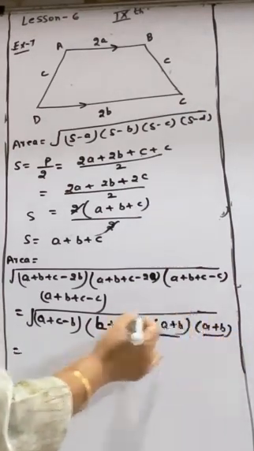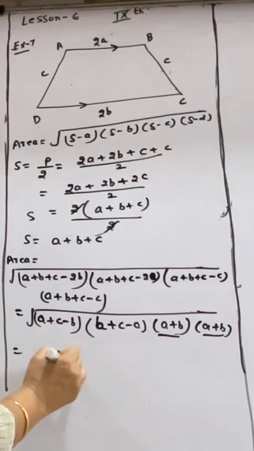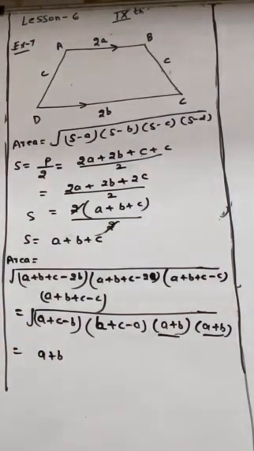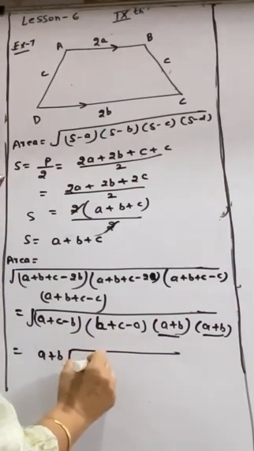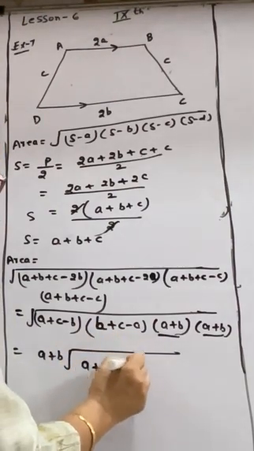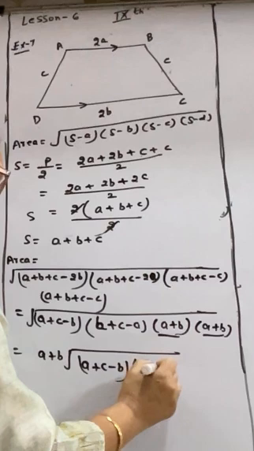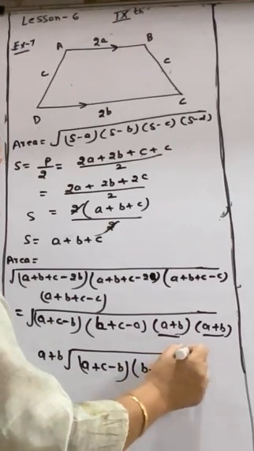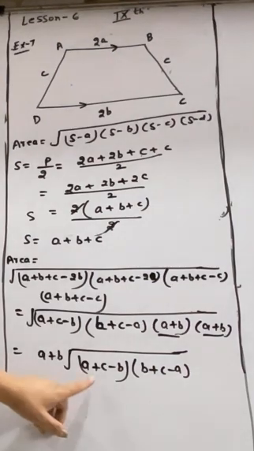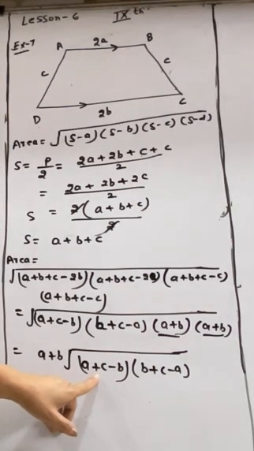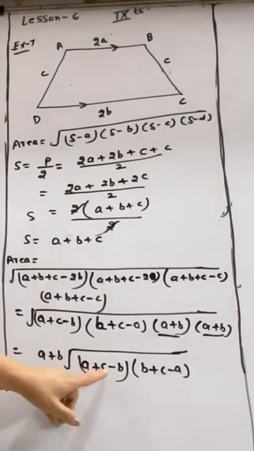Both the terms are the same and it is a square root. So A plus B will come outside. Yes or no? And then inside the root what will you get? You will get A plus C minus B, and this is your B plus C minus A, right? We will get this inside the square root: C plus B minus A and C plus A minus B.